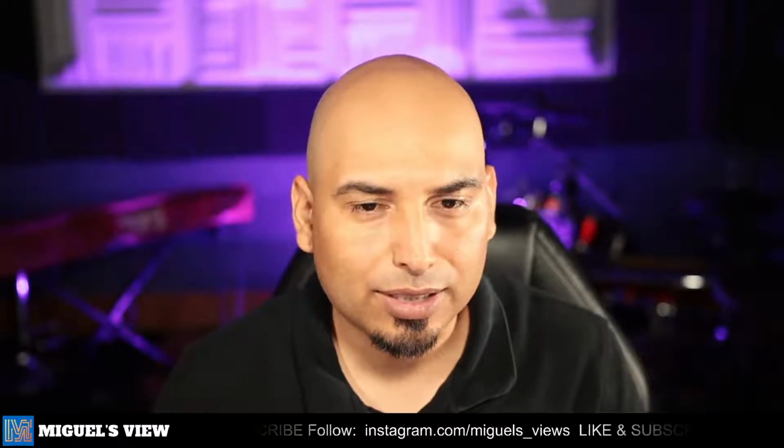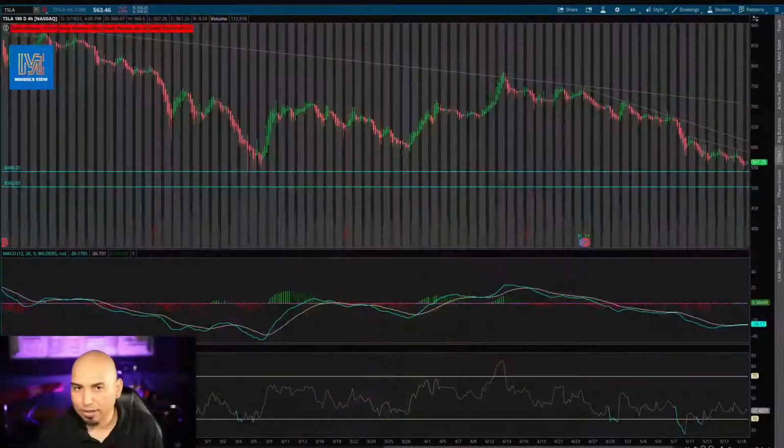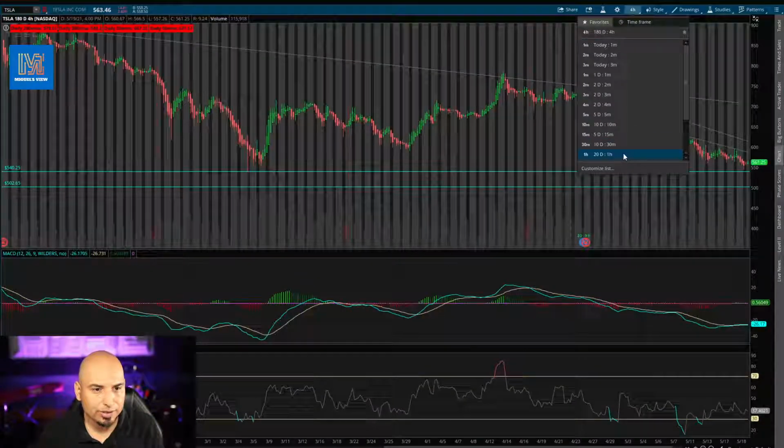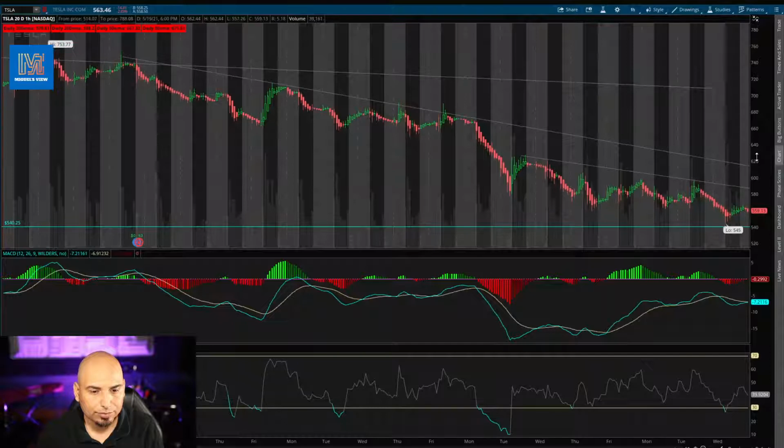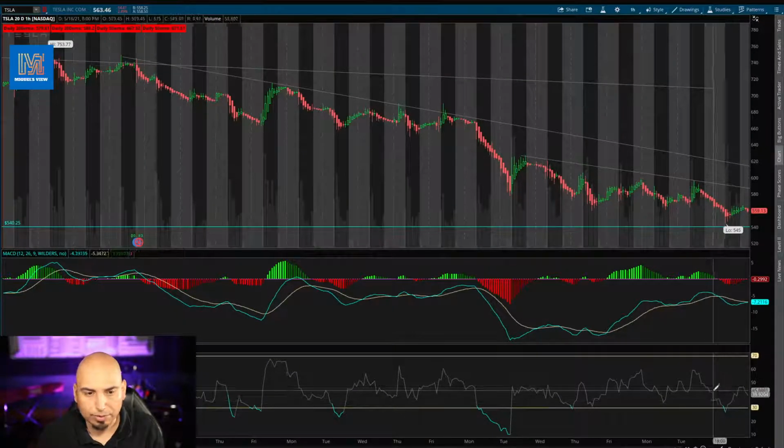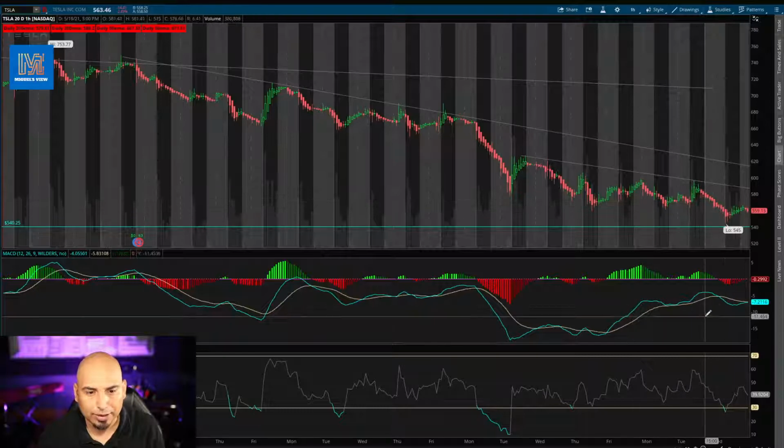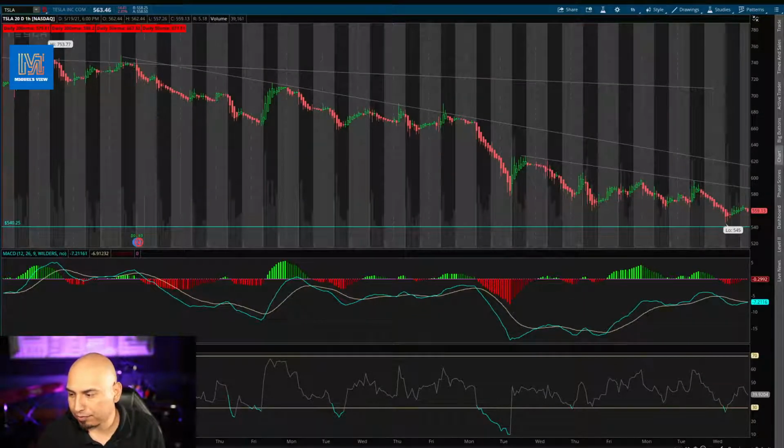I forgot to check. Let's go back and see if we see any RSI divergence. No. I thought maybe there was going to be an RSI divergence where it makes a new low, but the RSI makes a lower high. But no.